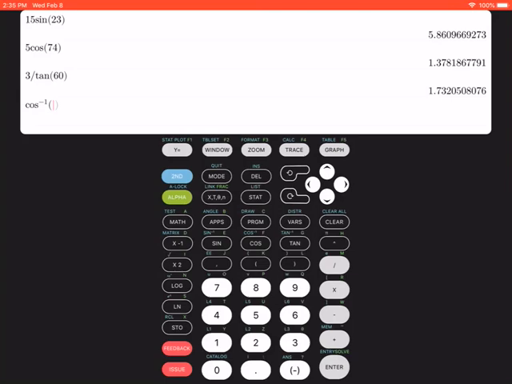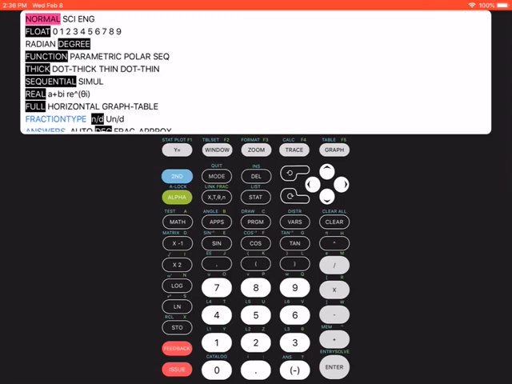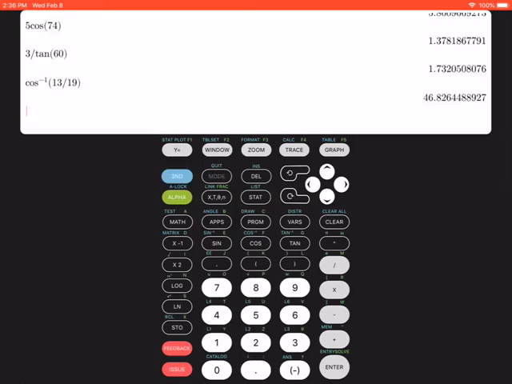Now on this one it was inverse cosine, so I did second cos, and then 13 divided by 19 was the ratio, and then that's going to give me the angle. Alright, so there's my angle measure, 46.8, and that's in degrees. Okay, double check your mode if you go to mode. Mine's still in degrees. Yours should be, unless it reset for some reason. Okay, so 46.8.